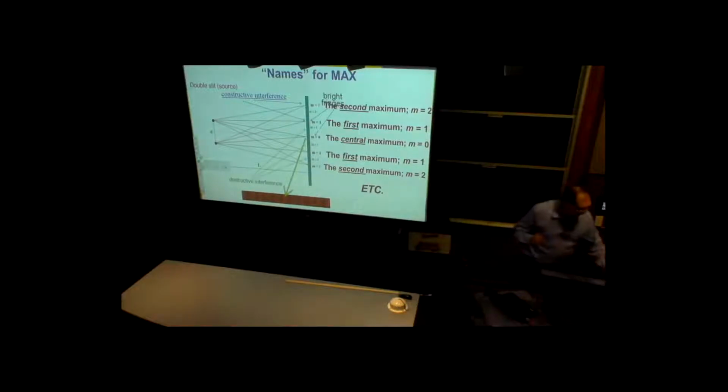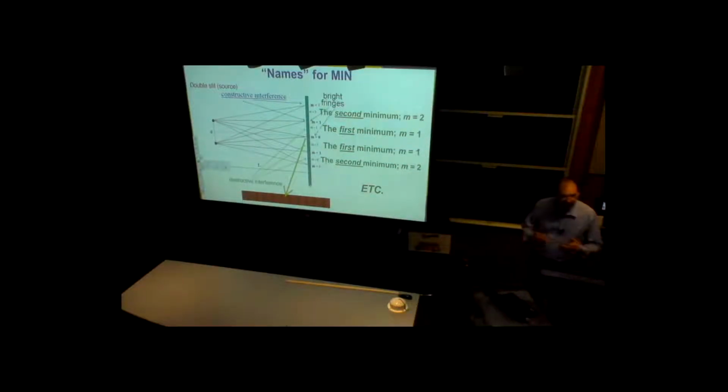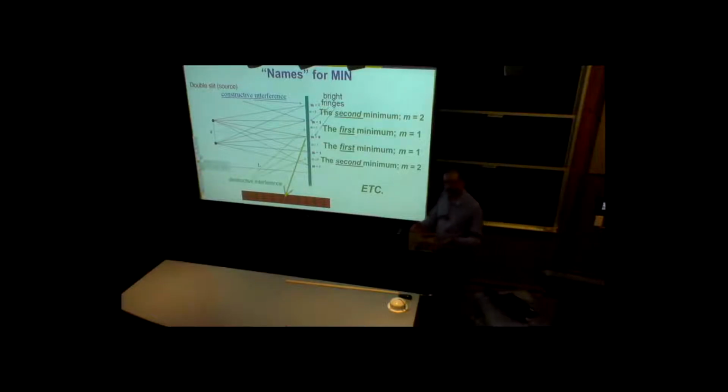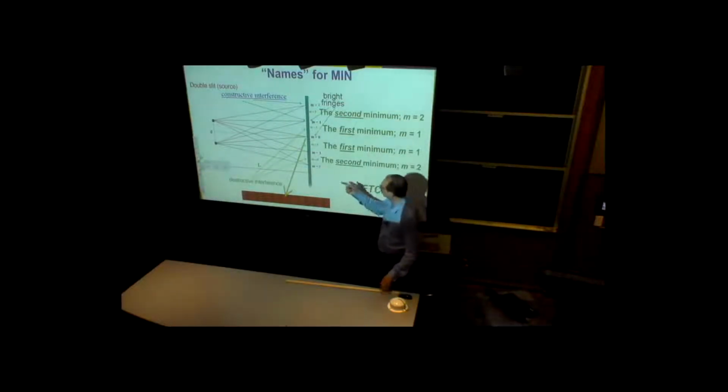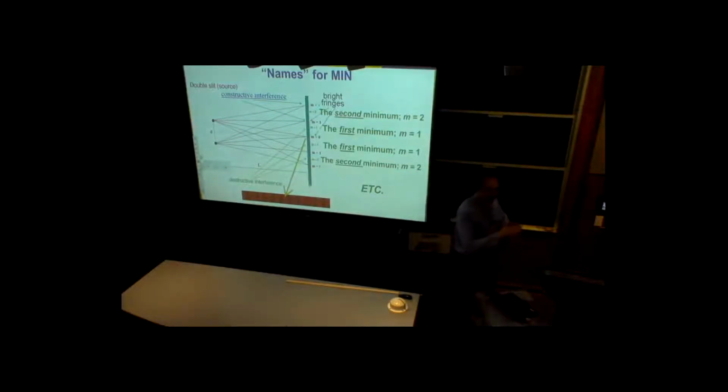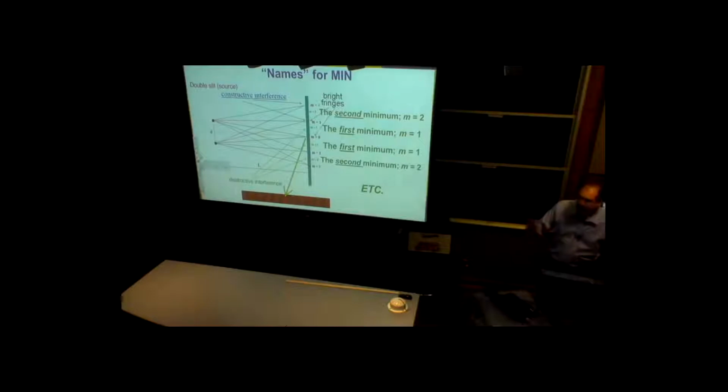If we talk about minima, there is no central minimum. It doesn't exist because we always have a maximum in the middle. That's why we count from 1, and we call them first minimum, second minimum, third minimum. Of course, we have them on both sides. There's complete symmetry. Any questions? That's terminology part.